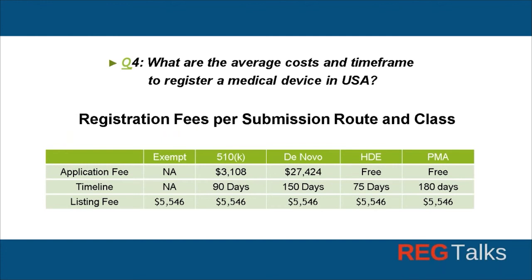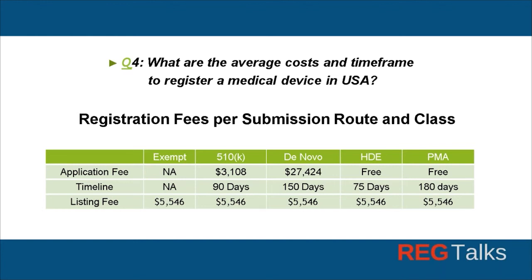As far as the average cost and time frame, like I said earlier, every manufacturer must register. It's an annual fee. It's just over $5,000 per year. And they can basically begin marketing immediately. For a 510K, it's just a little over $3,000 for the 510K fee. These are for small businesses.